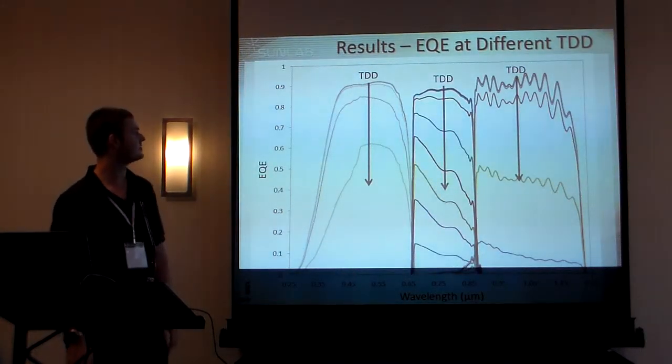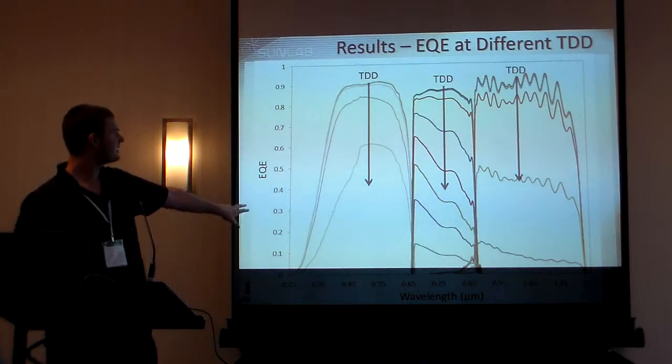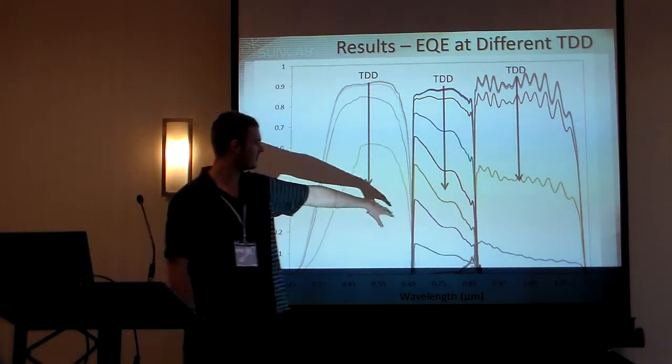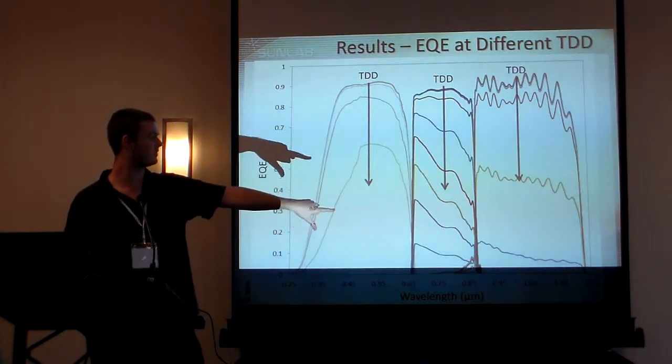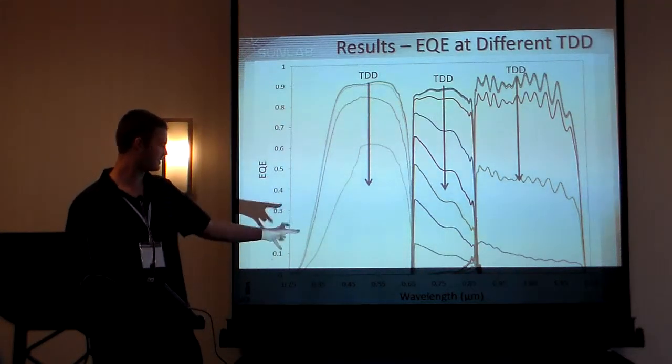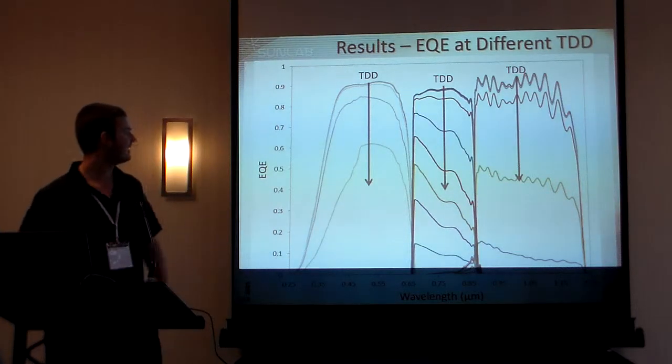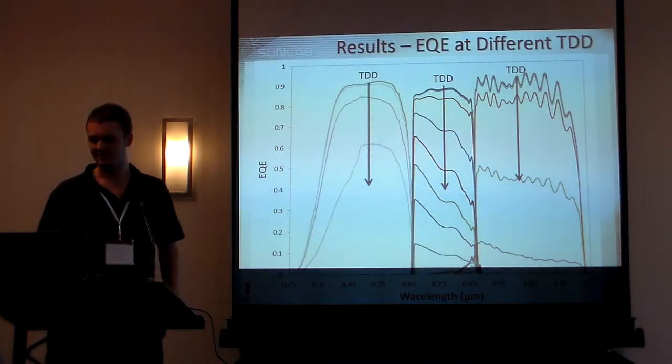So some simulation results. So these are EQE. This is the EQE of the top subcell, the middle subcell, and the bottom subcell. And as you can see, they all absorb a specific portion of the spectrum, so a specific range of wavelengths, and it will all decrease with TDD.